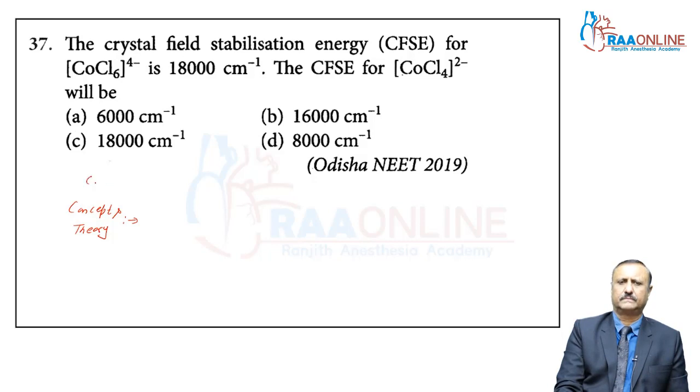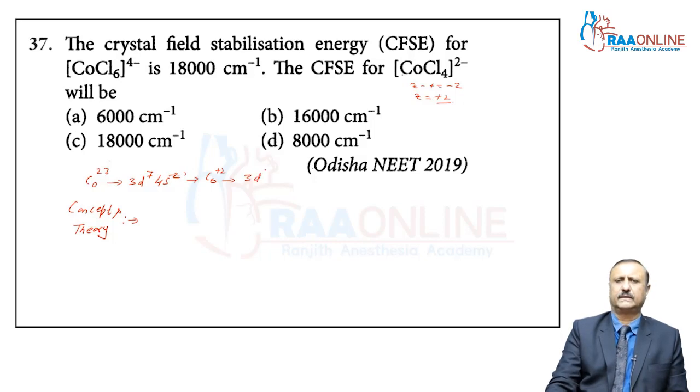Here cobalt, Co, means cobalt, atomic number 27. That's why you can get the outermost electronic configuration as 3d7 and 4s2. Here cobalt is present in the +2 oxidation state. Why? Because when you calculate x minus 4 is equal to minus 2, then you get x is equal to +2. So in the +2 oxidation state, 2 electrons are removed from the s orbital. Then you get 3d7.